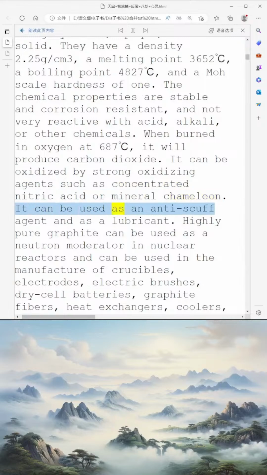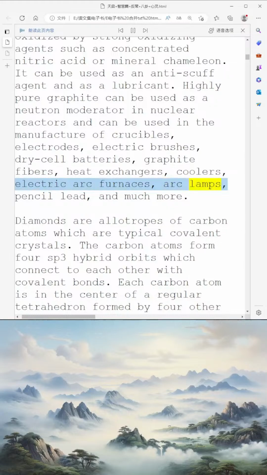It can be used as an anti-scuff agent and as a lubricant. Highly pure graphite can be used as a neutron moderator in nuclear reactors and can be used in the manufacture of crucibles, electrodes, electric brushes, dry cell batteries, graphite fibers, heat exchangers, coolers, electric arc furnaces, arc lamps, pencil lead, and much more.